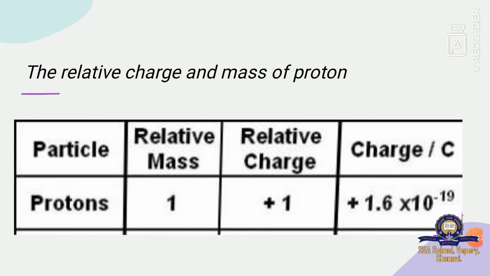The relative charge and mass of proton. Now let us see what is the mass and charge for this proton. The mass is 1 and the relative charge is plus 1. As it carries positive charge, it has the relative charge as plus 1. It is the same as electron in magnitude, but opposite in sign. For electron it is minus and for proton it is plus.